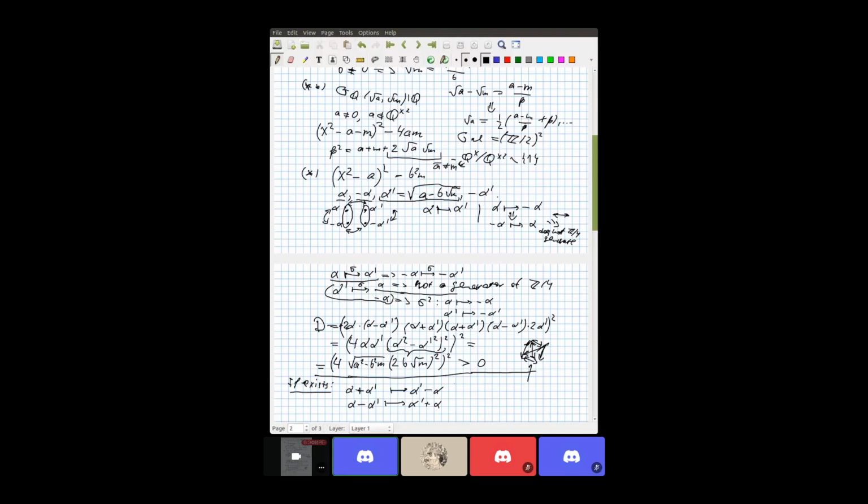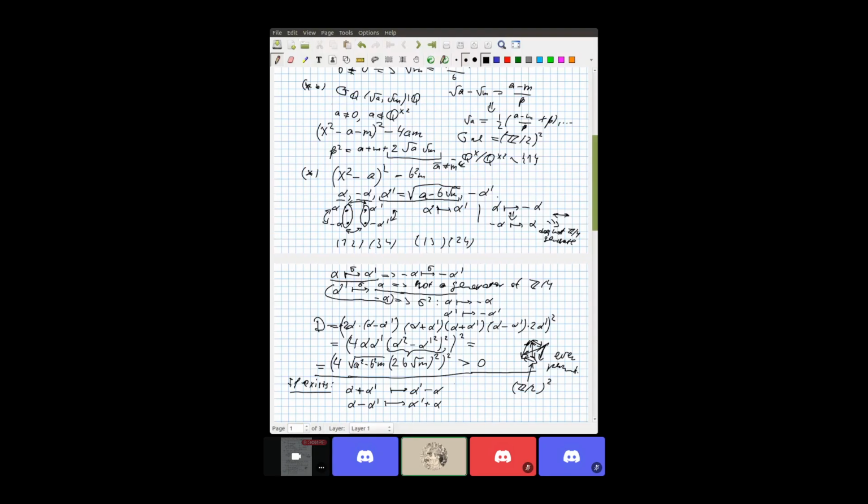So what is this group? This is Z mod 2, isomorphic to Z mod 2 squared, but the point is that these are even permutations. Do you agree that all these permutations that we considered before are even? They are like 1, 2, 3, 4, and 1, 3, 2, 4, and so on. Do you agree?